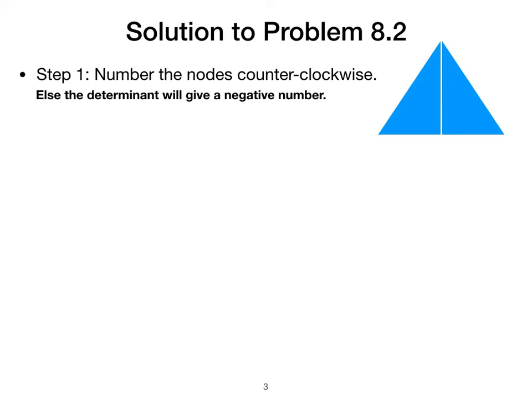So here is the division as given in the problem itself. There are two elements. So let's start with number 1 at the leftmost point of the plate given. Number 2 as shown here. Number 3 the rightmost point and number 4 is the topmost point. Step 2. Number the elements. Let's call the left one as element number 1 and right one as element number 2.